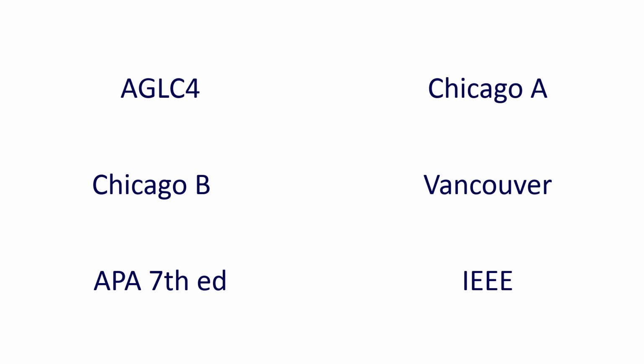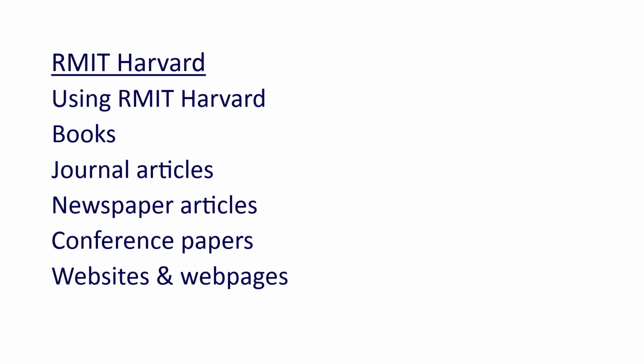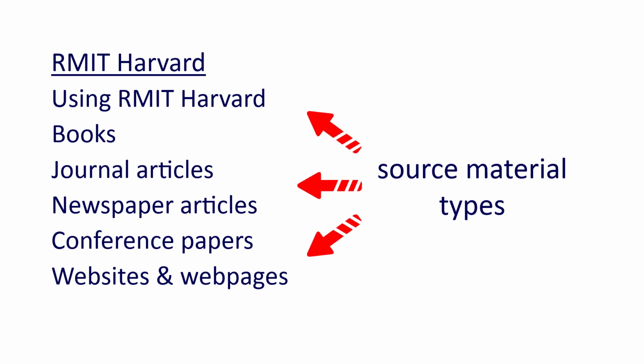Once you've entered Cite, different referencing styles can be found across the top of the page. Let's select RMIT Harvard. Now, other options will appear on a new menu. They are different material types that you may need to reference, such as books and journal articles.